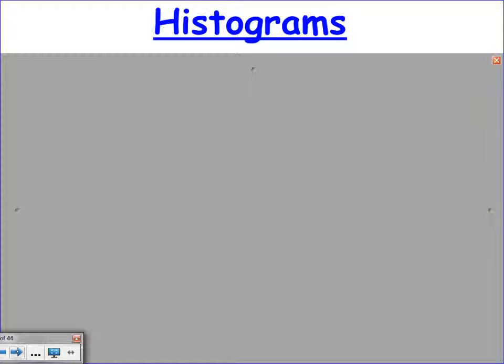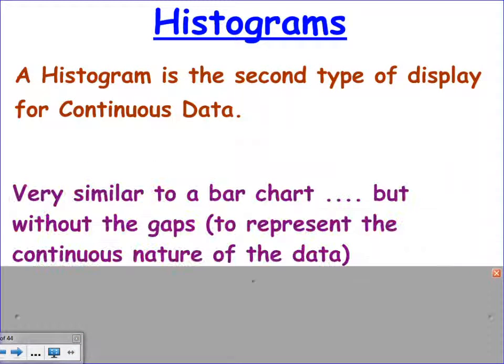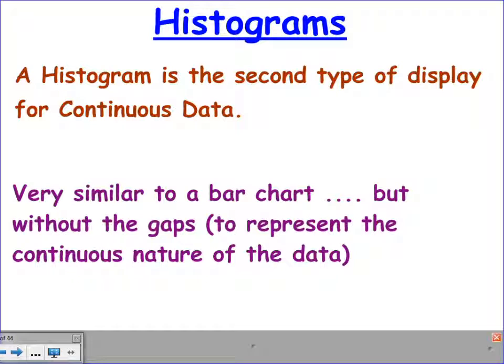Bar chart. Right. You know how I gave you a hard time about leaving gaps between the bars on a bar chart? Because if you don't leave the gaps on the bars on a bar chart, it's a histogram. So a histogram is the second way of showing continuous data. Okay? So if in an exam they say, draw a display to show this continuous data for time or weight or length or whatever, they're after either a frequency polygon or a histogram.